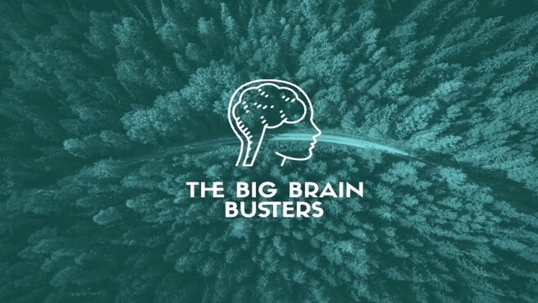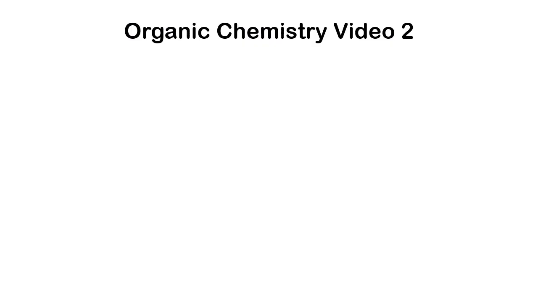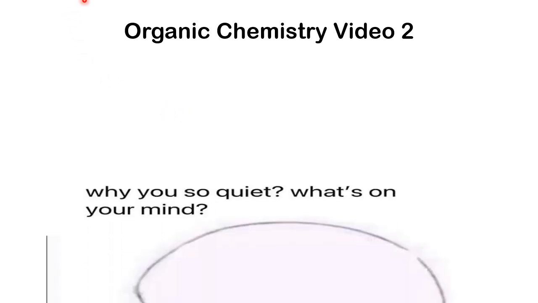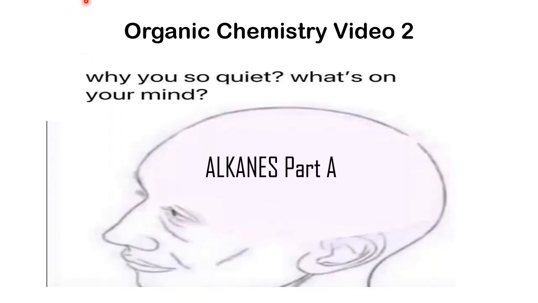So in this video, I am going to take you through video 2 of organic chemistry. Remember in video 1, we introduced organic chemistry where we talked of the terminologies that you need to know in organic chemistry and the nomenclature and everything else. So in this video, we're going to look at now the homologous series, and specifically this is going to be alkanes. So this is part A of alkanes, and there will be also part B of alkanes.